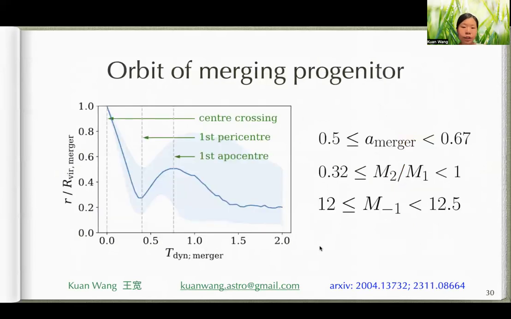So this figure here shows the stacked radial orbit of the incoming halo with respect to the main halo. As a sanity check, we can already see the three characteristic points in this orbit: the crossing, the pericenter, and the apocenter.